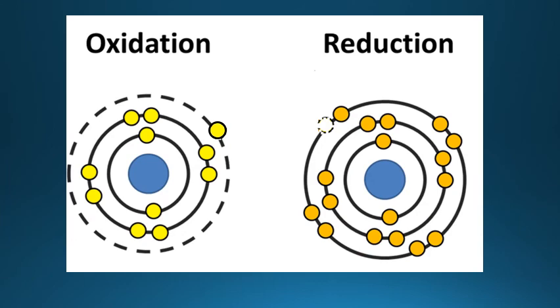Oxidation and reduction are the names of the two half reactions. We call one half of the reaction oxidation. We call the other half reaction reduction. Now here's where it gets crazy. Oxidation is the loss of an electron. Reduction, wait for it, is the gain of an electron. Now pause the video and see if you can get your brain wrapped around that. Oxidation is the loss of an electron, and reduction is the gain of an electron.